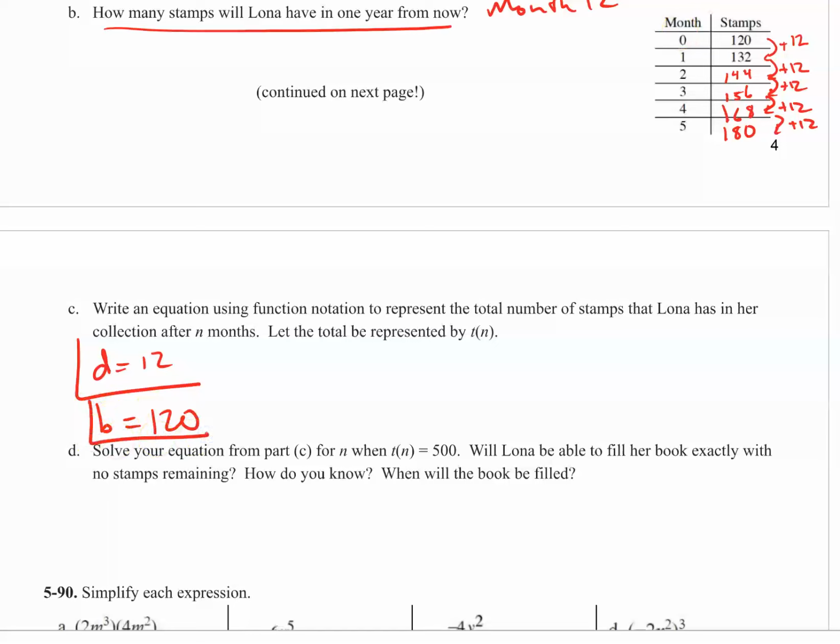120, right? 120 stamps. So now we're going to use y equals mx plus b, which remember for sequences, we replace y with f of n. M is now called the common difference. We're using n instead of x, and then we'll keep b the same. Oh, and it says, let the total be represented by t of n. So t of n equals 12n plus 120.